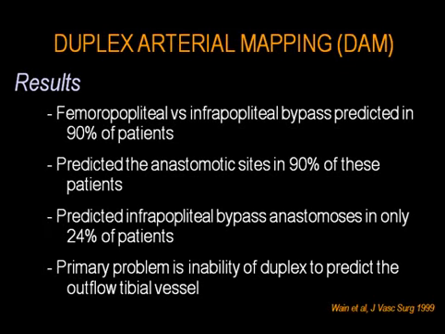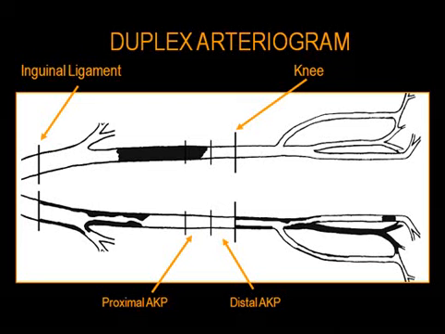The results are as follows. We were able to predict femoral popliteal versus infrapopliteal bypass in 90% of the patients, and in those patients we were able to predict the anastomotic sites in 90% of the patients. We were able to predict infrapopliteal bypass anastomoses in only 24% of the patients. The primary issue in this case was the inability of the duplex to predict the preferred outflow tibial vessel. We felt that by duplex alone we couldn't really determine which vessel was best for an anastomosis based on the ultrasound image.